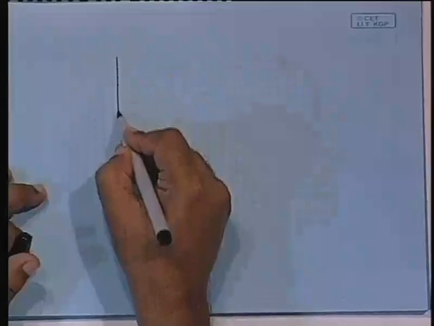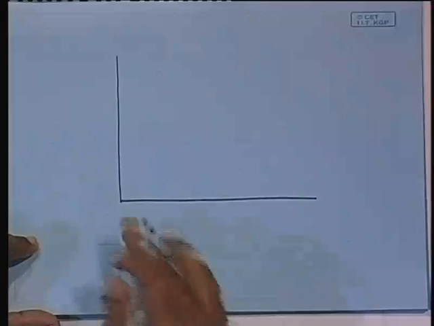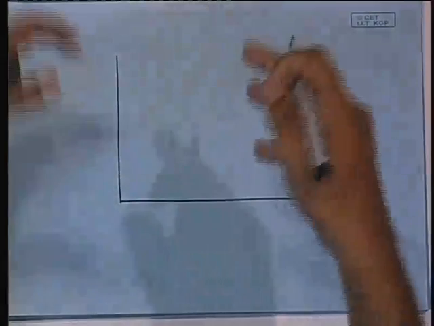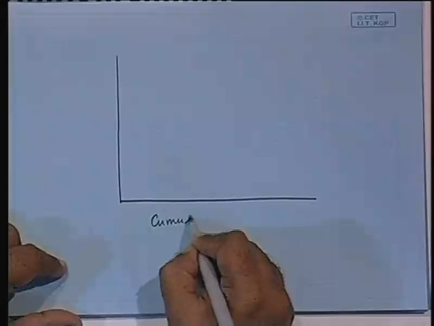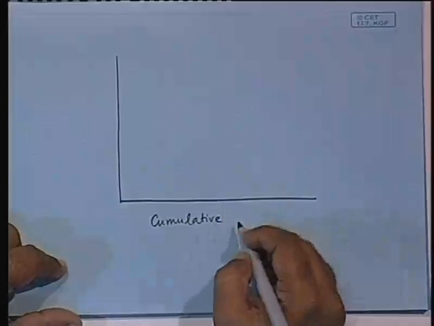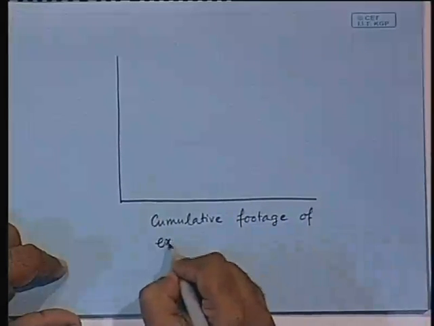Okay. So what does it mean? It means that initially discovery was easy. As time progresses, discoveries become difficult, and that can be fitted into another curve. A curve something like this, where you have in the x-axis how much you have dug. That means cumulative footage of exploratory digging.